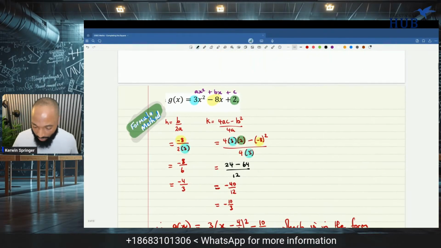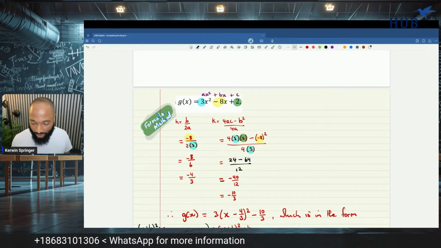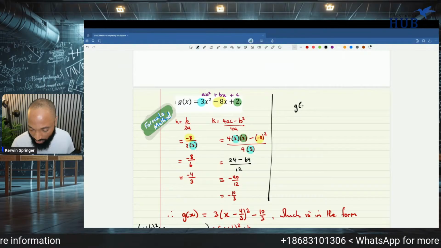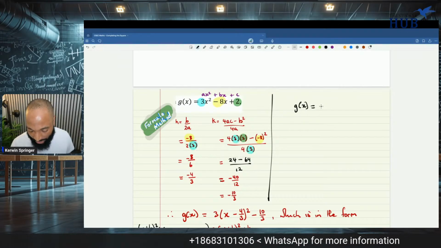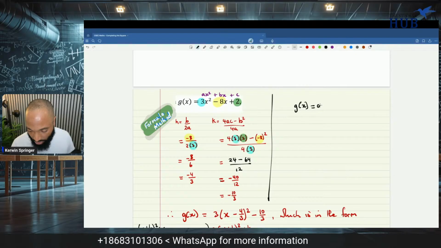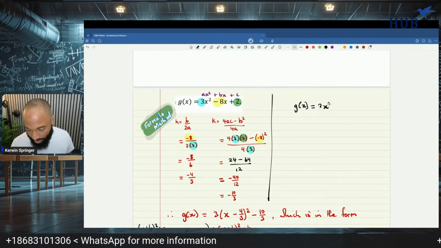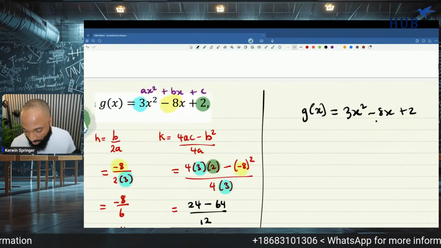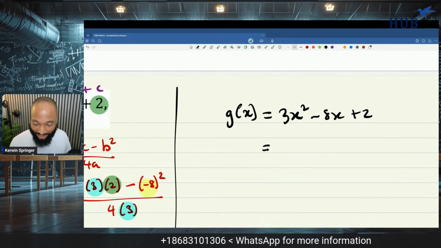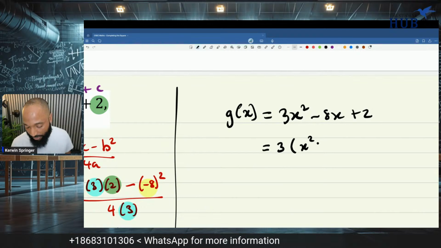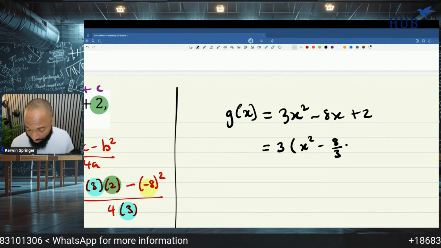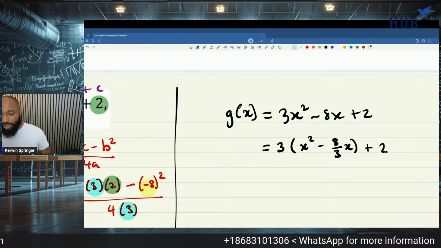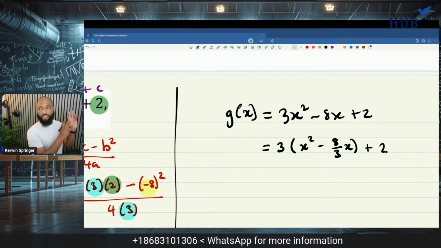Now we can use another method. We can use the perfect square method. The perfect square method usually works in 3 lines. So let's do the perfect square method in black here. If you have G of X is equal to 3x squared minus 8x plus 2, in our perfect square method, we'll start by taking out the A from the first 2 terms. That's a forced factorization there. So we remove 3 out of the first 2 terms.